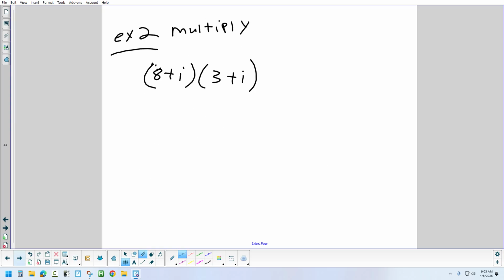All right. Let's try another one. So this time we've got 8 plus i times 3 plus i. Madison, what's the first two things I would multiply? 8 and 3. 8 and 3, and that gives me 24. Okay, Jaden, next two. Wouldn't it be plus 8i? Yep, so we're going to do 8 times i. That gives me plus 8i. Remy, how about the next two after that?